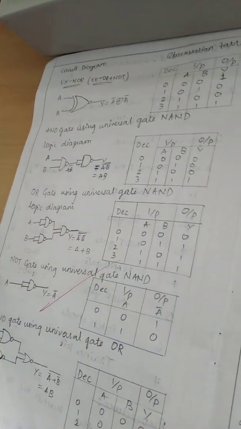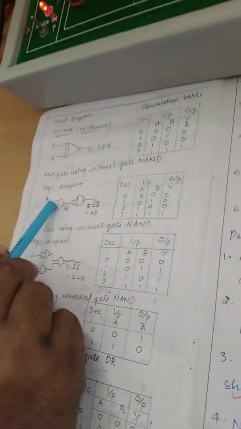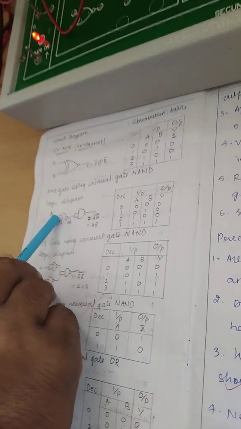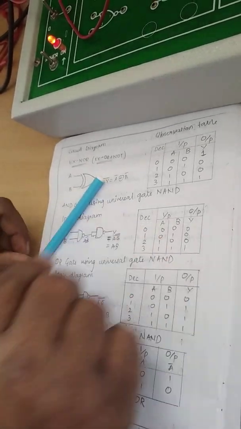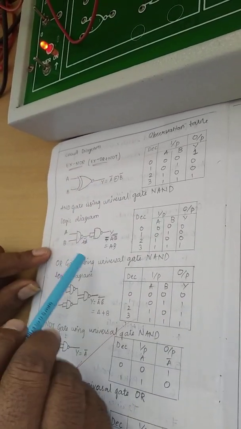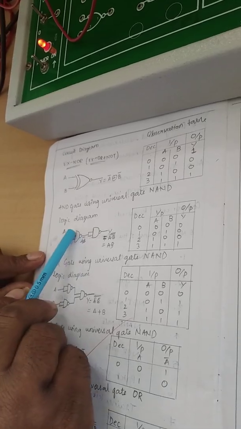Next one, NOT gate is over. Next one, AND gate. How to implement the AND gate using the NAND gate. So here also two inputs are there. First, all of you see this circuit diagram, two inputs.